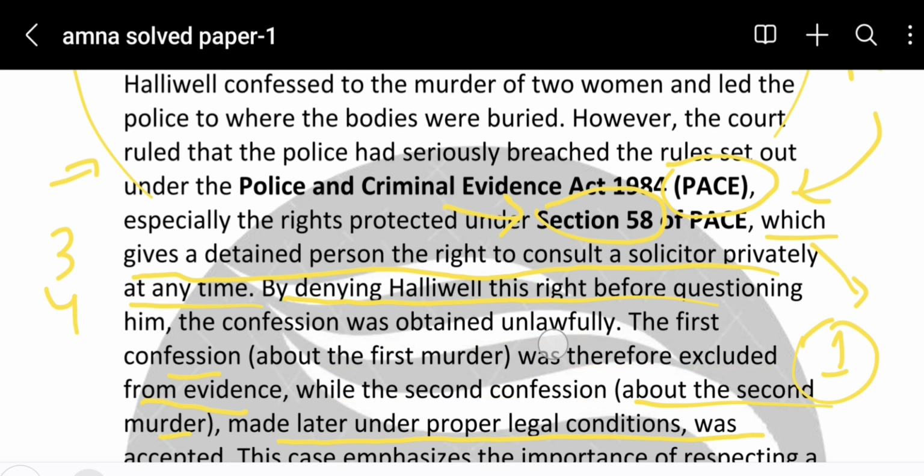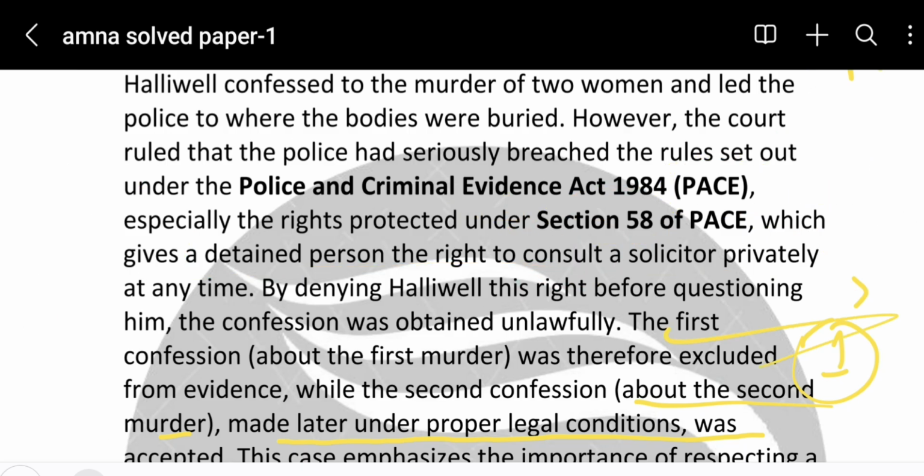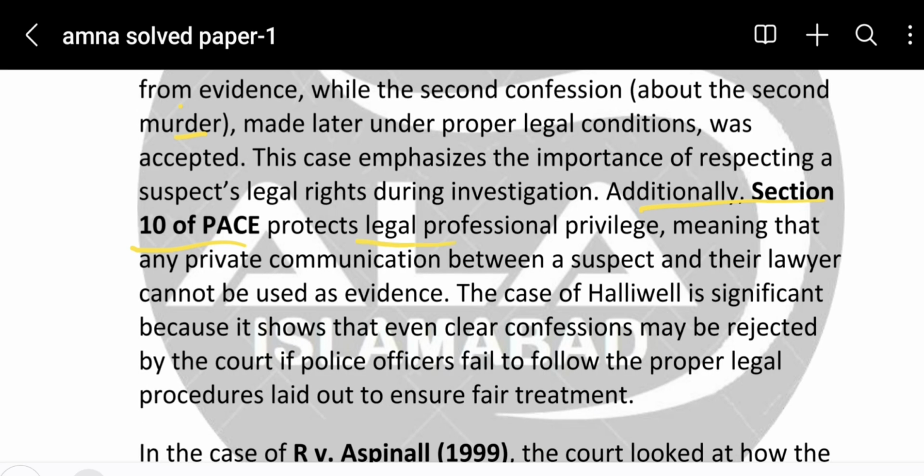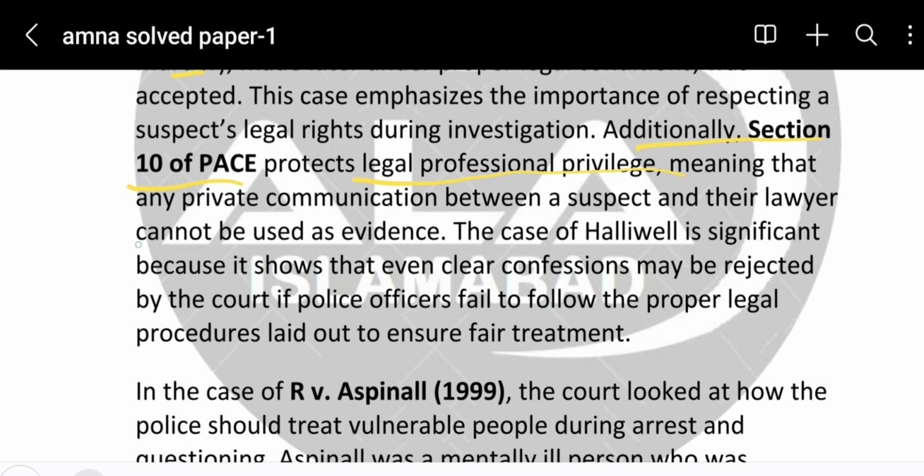So this section is properly explained from here to here, where I have said that section 58 of PACE explains that a detained person has the right to consult a solicitor. Okay, so if you have explained the case and the section properly, then you will definitely get 4 marks in this. Additionally, section 10 of PACE protects legal professional privilege, meaning that any private communication between a suspect and their lawyer cannot be used as evidence.